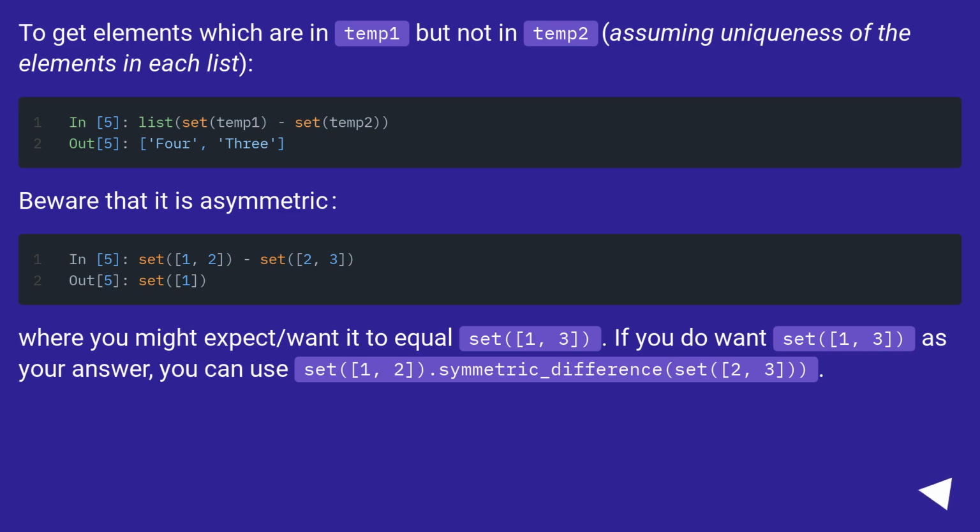To get elements which are in temp1 but not in temp2, assuming uniqueness of the elements in each list. Beware that it is asymmetric, where you might expect set1 - set2 to equal set1, 3. If you do want set1, 3 as your answer, you can use set1.symmetric_difference(set2).